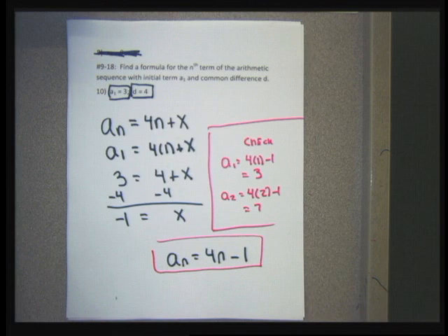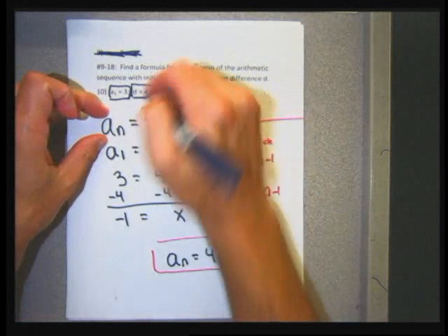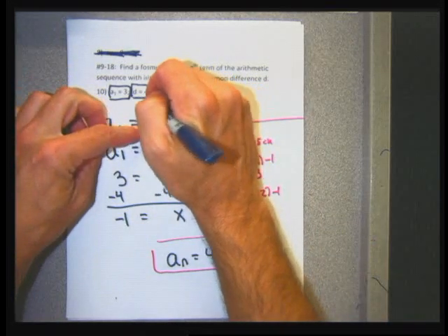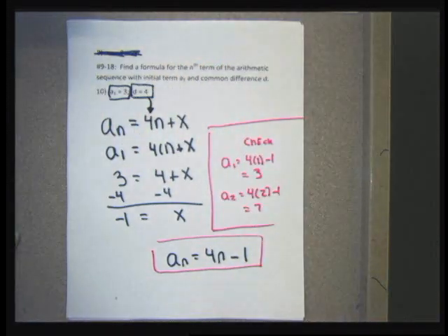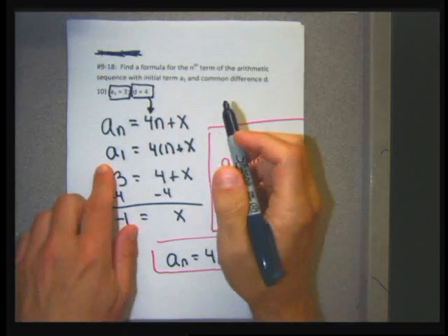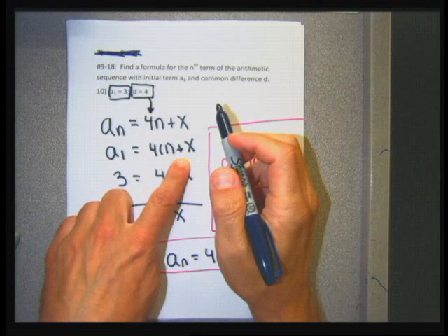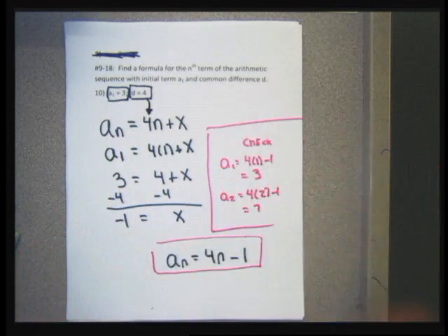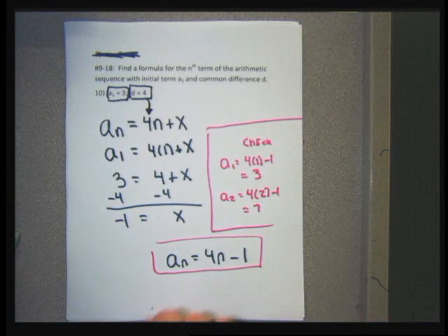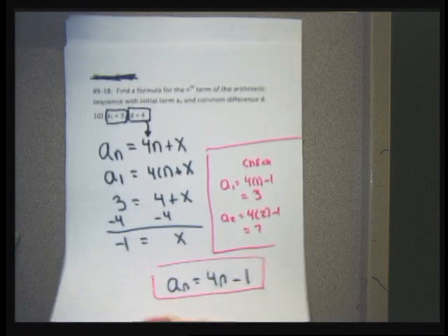So for each of the problems between 9 and 18, I'm going to start off with this seed formula, a sub n equals a number times n plus x. The number that goes to the left of the n is the common difference. My second line is going to say a sub 1 equals, and I'll put the number times 1 plus x. And then I'm going to replace the a sub 1 with the given number. I'm going to solve for x and write my answer. So every single problem between 9 and 18, I'll do the same way, whether the d is positive or negative, whether the a1 is positive or negative.